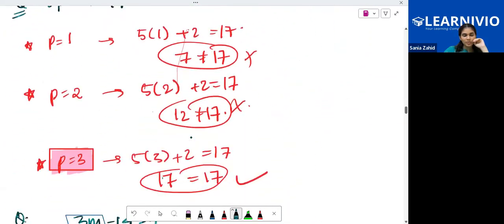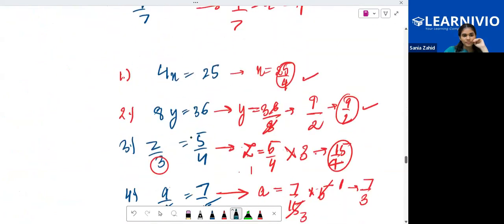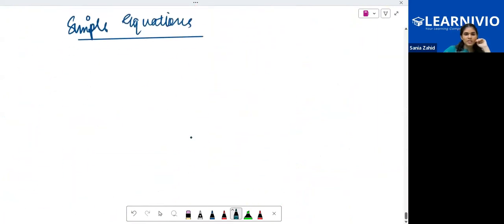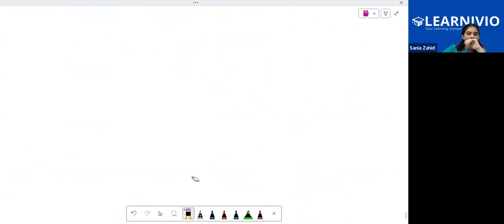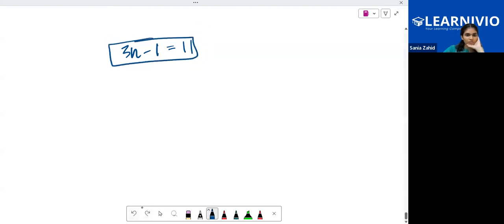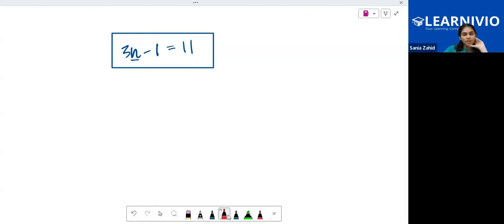Now, we are studying about solving equations. Let's consider you have an equation like 3n minus 1 gives you 11. So how will you solve this equation? Solving an equation means finding the value of the variable. What is the variable over here? N. N is the variable. That means I have to find the value of n. How will I find the value of n? If I remove everything away, n will be left behind and I can find its value.